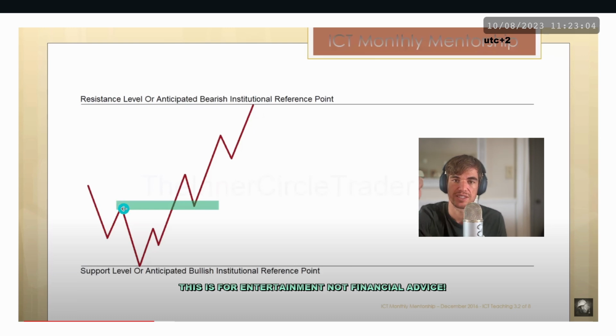We need three things to identify a breaker. We need an intermediate swing low, which is going to be broken to the downside. We're going to need a high that's in between those two lows. So a higher low and a lower low, and a higher high in between those two. That's going to indicate the price creating an area of interest where we can get involved on the breaker.